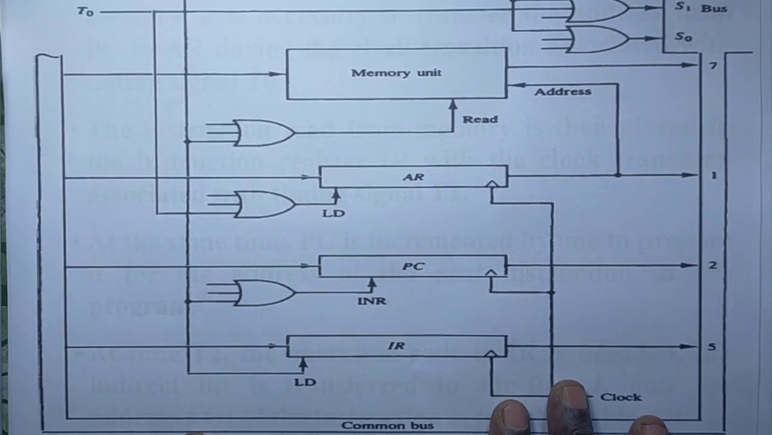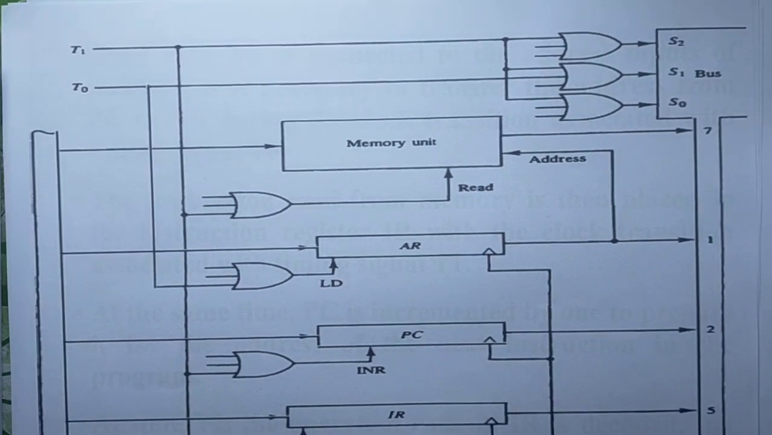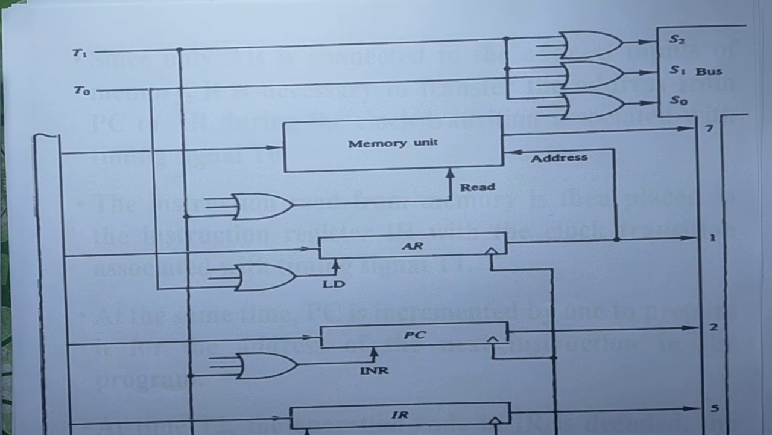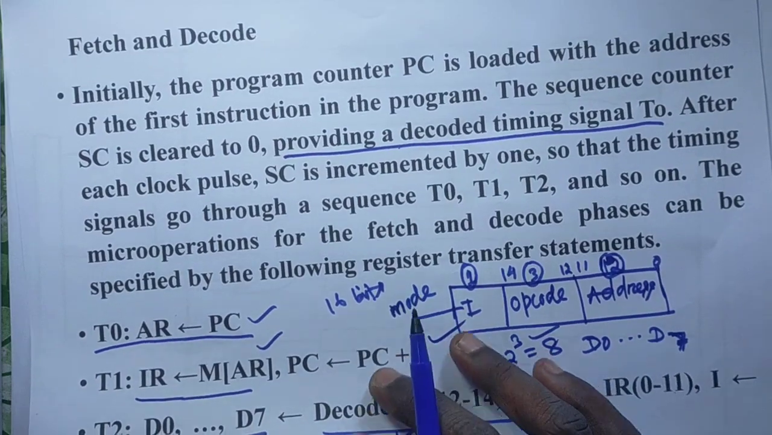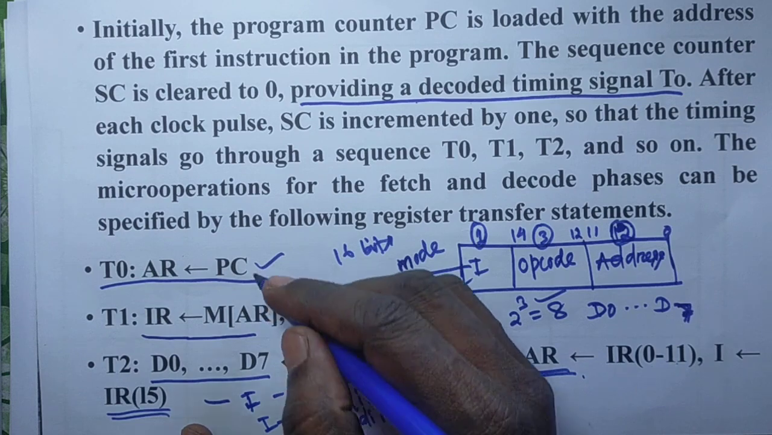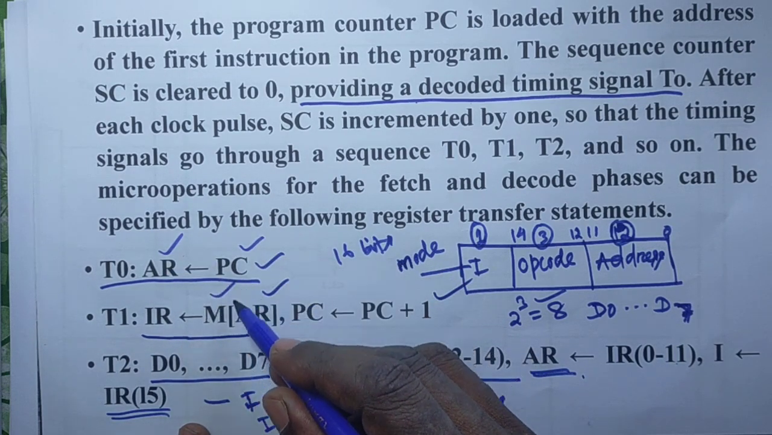Here you see in the different time slots how the different sequences or time are used to access data from memory, the address register, PC or IR. I will show you what registers are used at fetch and decode time. In a very simple way: one is the PC register, one is the AR register, another is memory, another is IR.